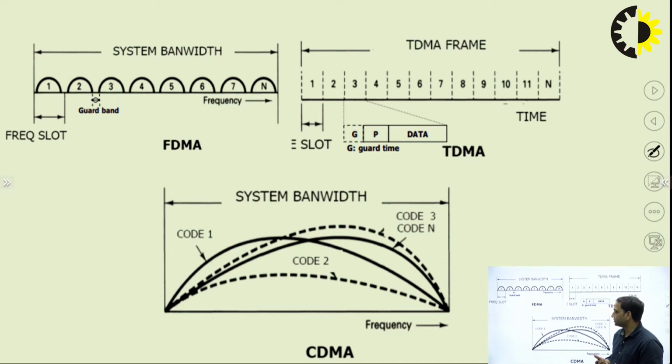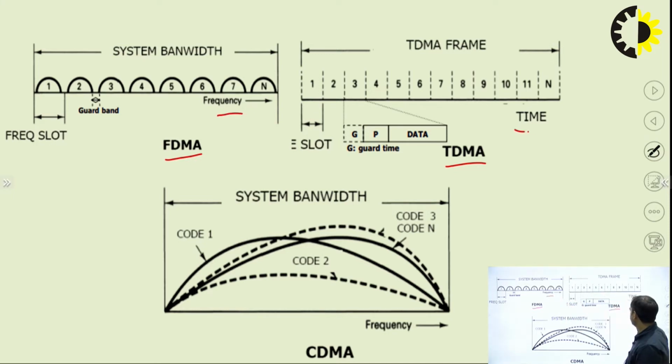So this is a representation of FDMA, where the frequency is divided into different single bands. And in the TDMA system, in the frequency domain, we had divided into subcarriers.